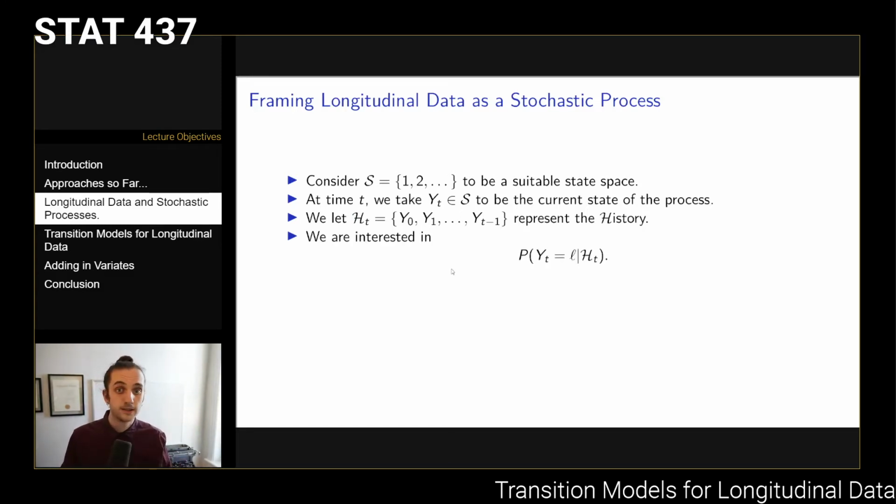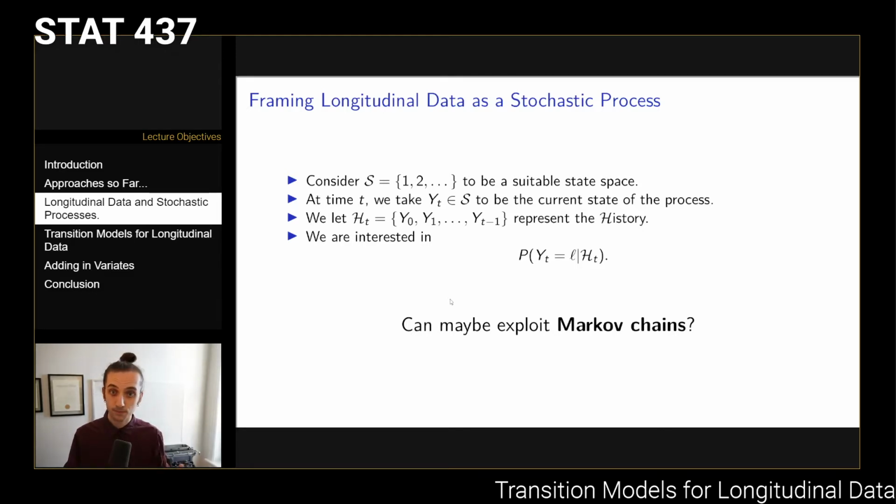And then we're primarily interested in this quantity given by the probability that at time t, our process is in the state L, conditional on the history. And so you could think about, given some development of this disease over time, what is the probability that the person is healthy at time 10? And that's the way that we're going to be thinking about framing this. So it's in this natural language of stochastic processes.